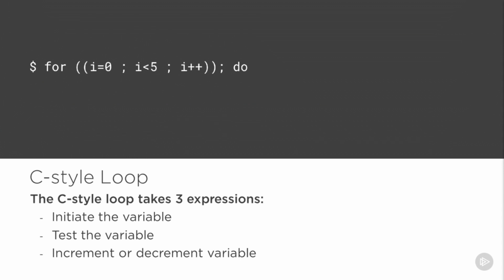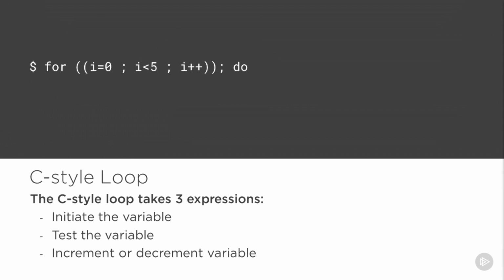As we continue separating the expressions with a semicolon, we're then looking at our testing of a condition. Here we're looking for the variable being less than 5. Whilst it is less than 5, we can then go through and continue iterating. The third expression then is looking at incrementing or decrementing. Plus plus is adding to the variable, minus minus would be taking away or decrementing the variable.